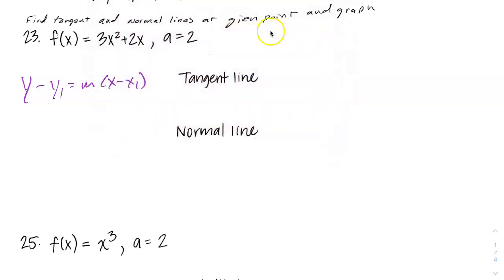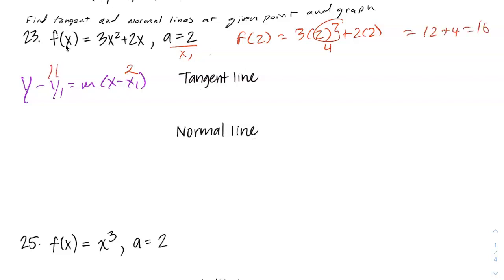I give you the point at a, so that's my x1. So it's 2. If you have the x1, how do you find the y1? Well, you just sub it into the function. So I get 4 times 3 is 12 plus 4, so 16. Now here's the key thing. How do you find m?